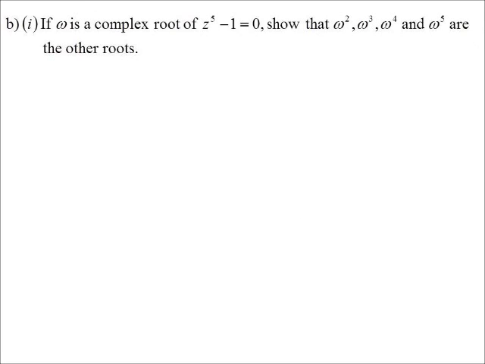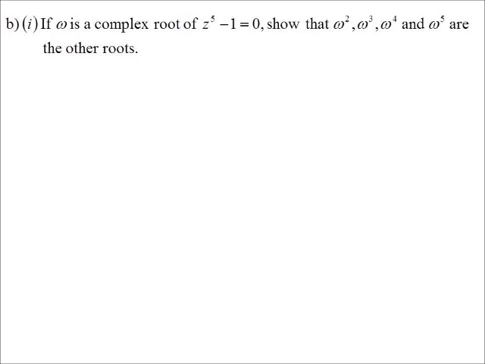These are the sorts of questions they like to play with. So omega is going to be one of those complex roots. Now, when they say a complex root, they probably mean an imaginary root. So in other words, not the solution 1. It's one of the other 4. But we don't know which one, and it doesn't matter which one we pick. It turns out that omega squared, cubed, and to the power of 4 will turn out to be the other ones.